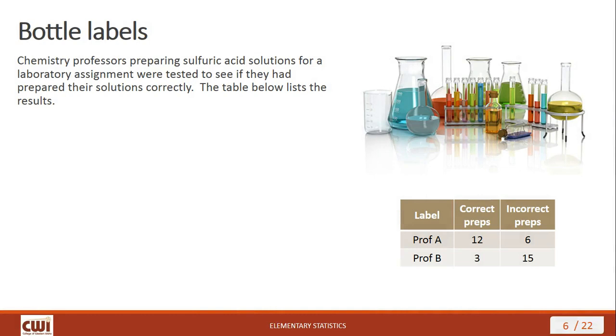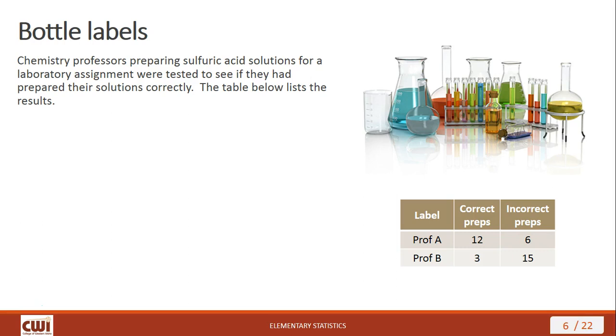Let's look at an example to illustrate. So we have chemistry professors who are preparing sulfuric acid solutions for a lab assignment. And these professors were tested to see if they prepared their solutions correctly. So here we have a table listing the results of the tests. And we have Professor A, who prepared 12 solutions correctly and incorrectly prepared 6. And then we have Professor B, who correctly prepared 3 solutions and incorrectly prepared 15.